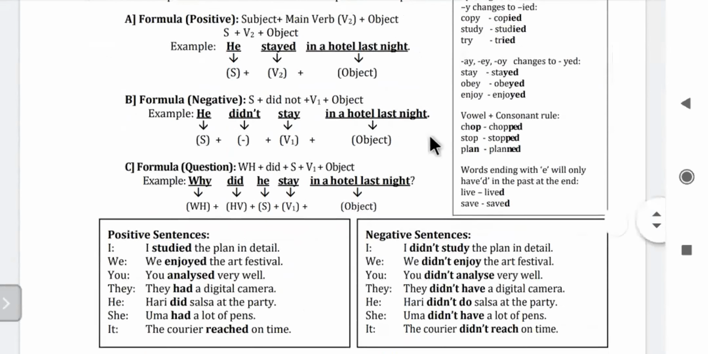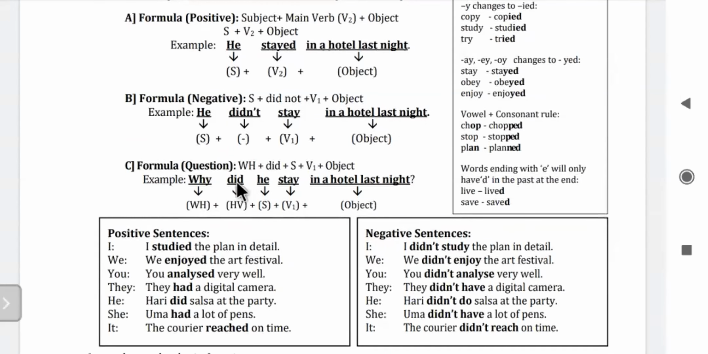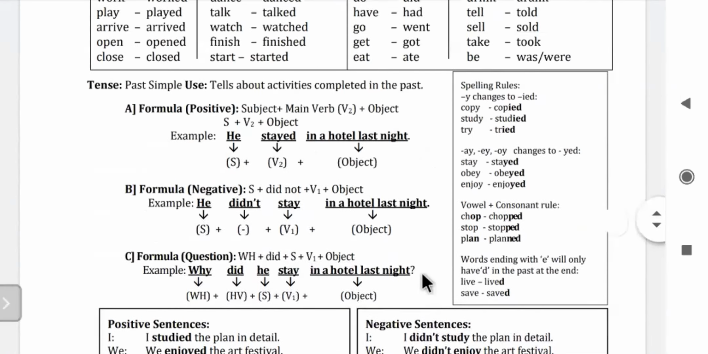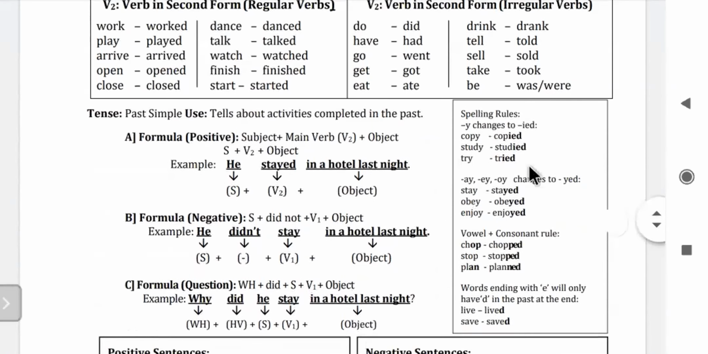Not everything will work perfectly. When you put here what, then you can't make this sentence, but you can change the sentence. What did he eat in the hotel last night? It's perfect in that scenario. Okay, so here are some positive sentences and their negative sentence. Before we go on that, let's follow the spelling rules.